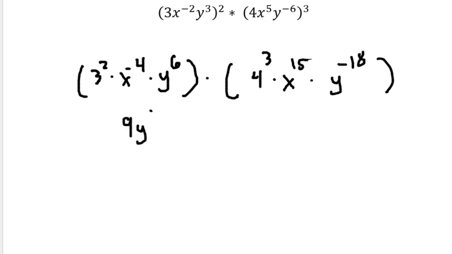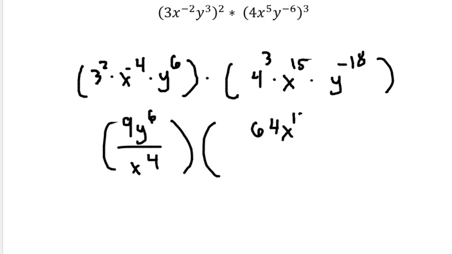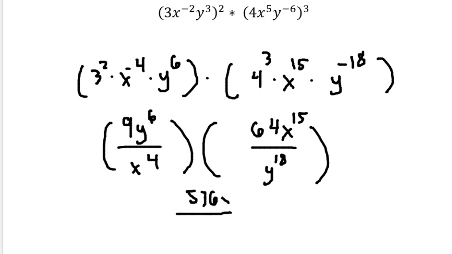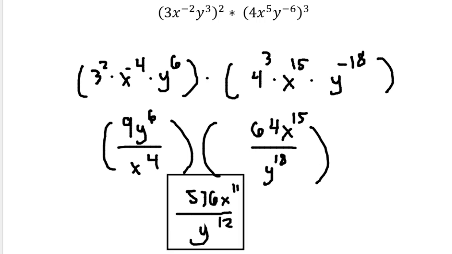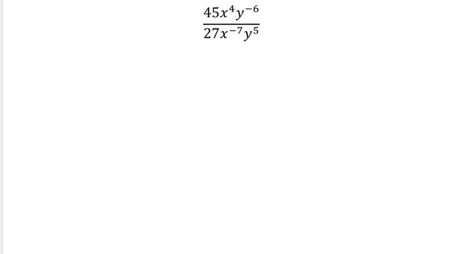Now we can just simplify this. 3 squared is 9, y raised to the 6. We can move this to the denominator. And we have 4 cubed, that's going to be 64. And we keep this, and we can just move y raised to the negative 18 to the denominator. And now we can just multiply this. So that's going to be 64 times 9, which is 576. And we can just simplify this. We can cancel some terms. So we get x raised to the 11 and y raised to the 11. Okay, so this is it. So this is the simplified function.